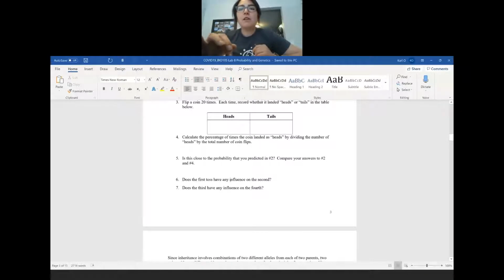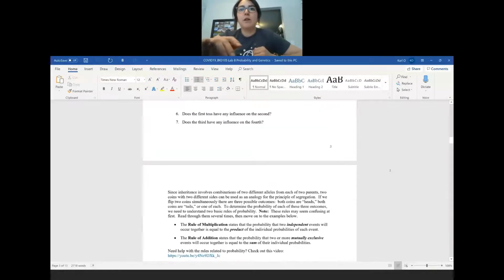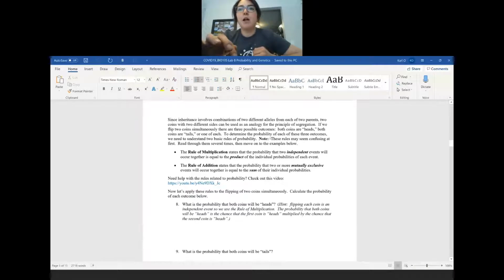Does the first toss have any influence on the second? It does not. Does the third have any influence on the fourth? It does not, right? When you flip a coin one time and you flip a coin another time, they are completely unrelated events. All right, then it talked about a couple of probability rules here: the rule of multiplication and the rule of addition. These can be a little confusing, so I like to think of them with the words "and" and "or."